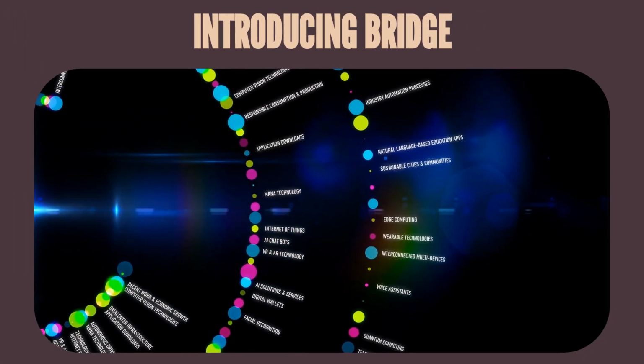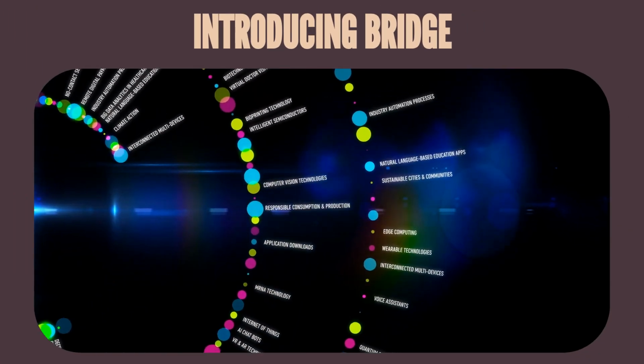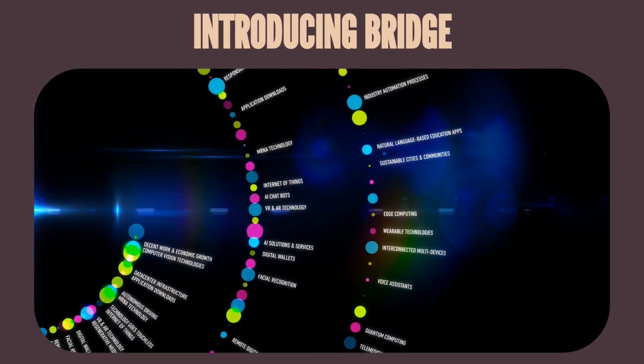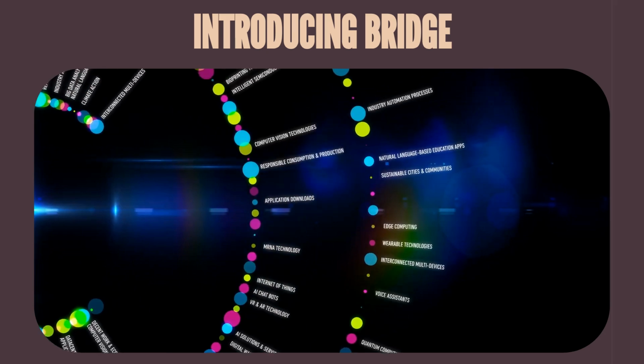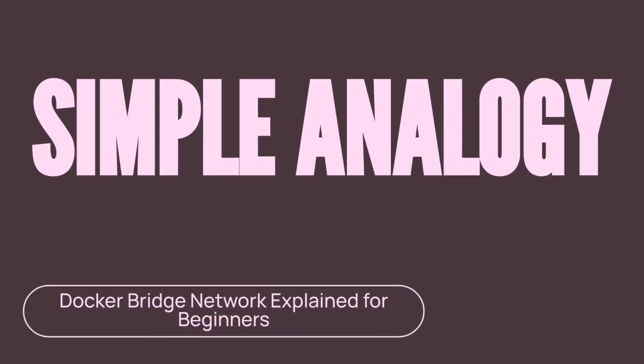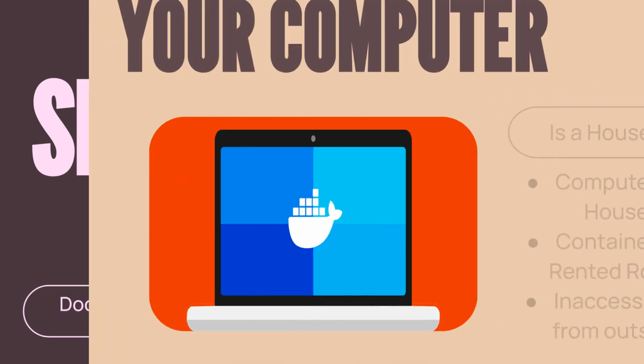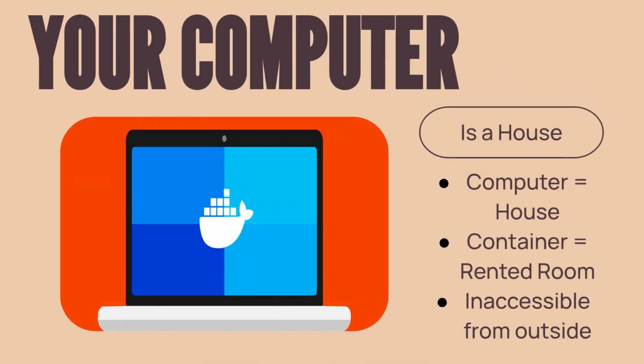The Docker Bridge network is the secret sauce behind Docker's default networking. It's how your containers stay connected and secure. To understand this easily, let's use a simple analogy. Imagine your computer is a house. Inside this house, you rent out small rooms, and each room is a Docker container. The problem is, people outside cannot directly enter these rooms or even know they exist.